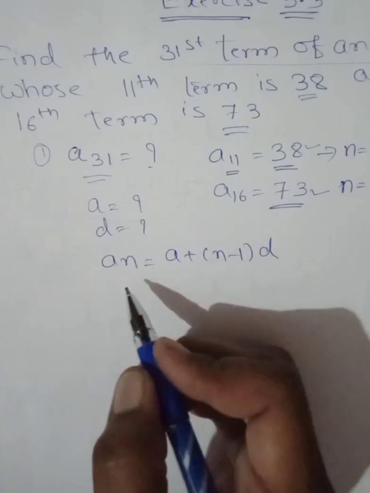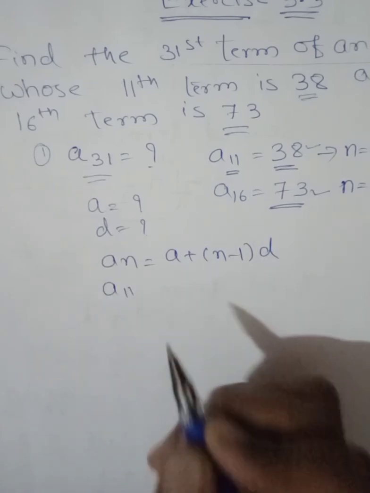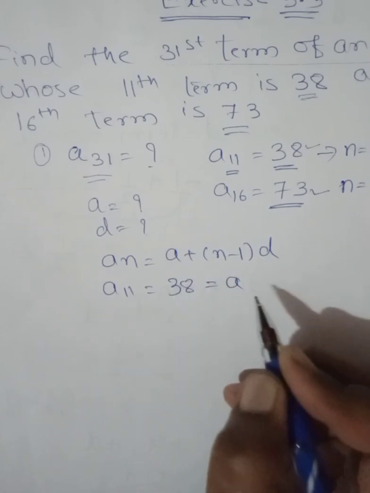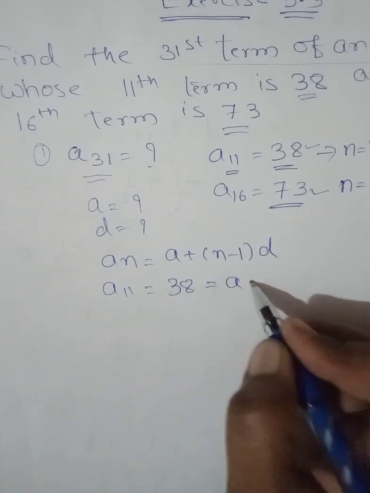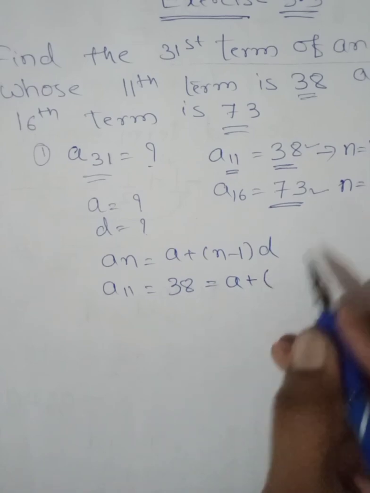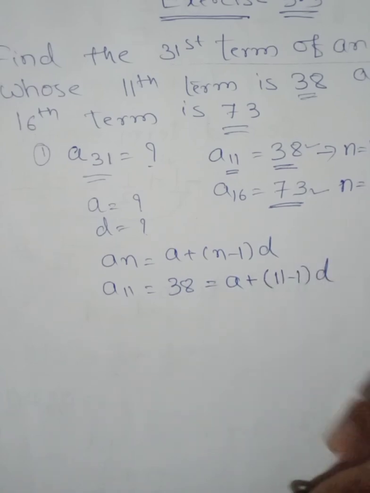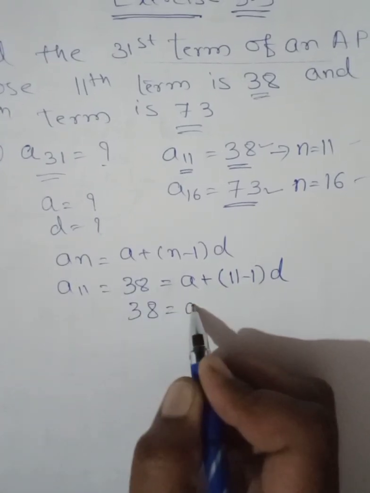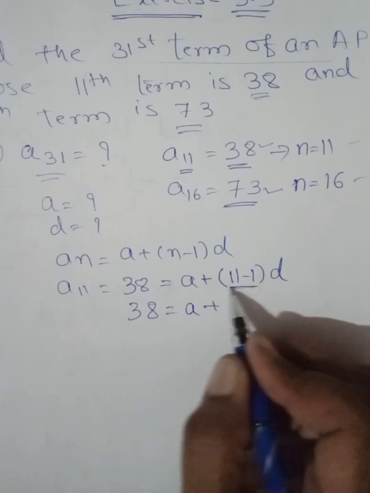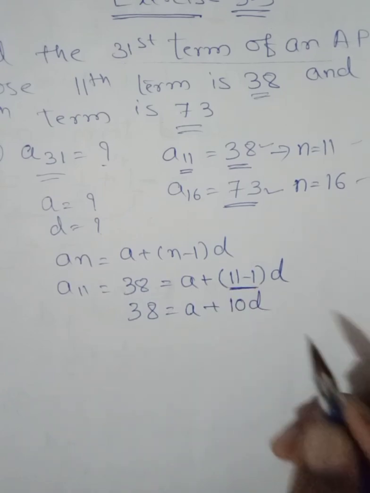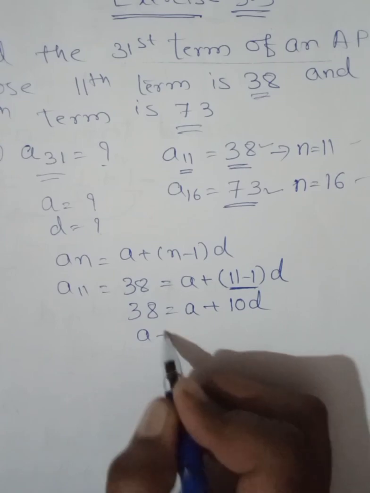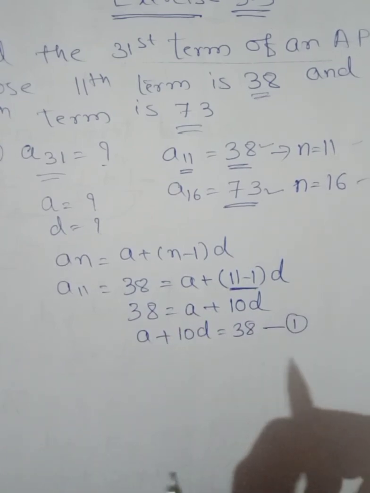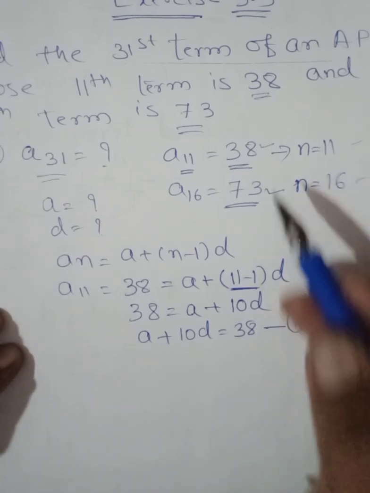See, first I am writing A11. A11 is how much? It is given, 38 is equal to A, as it is, plus N is given as 11 minus 1, into D. The difference we don't know, we will keep it as it is. Now 38 is equal to A plus 11 minus 1 is 10D. Or you can write A plus 10D is equal to 38. You call it 1. This we have got with the help of A11.